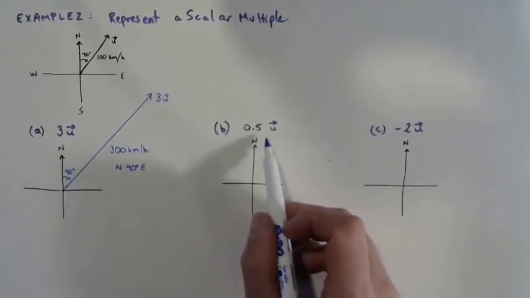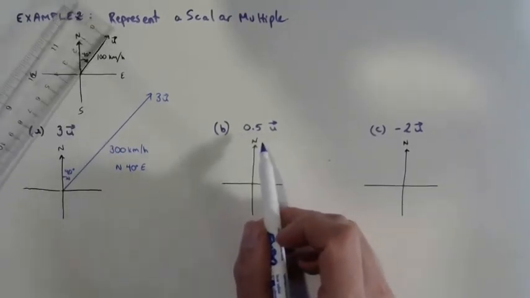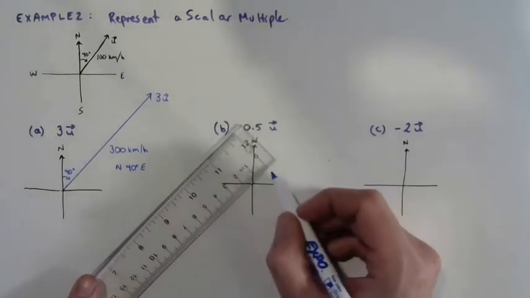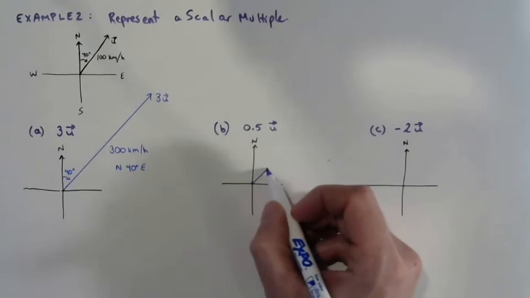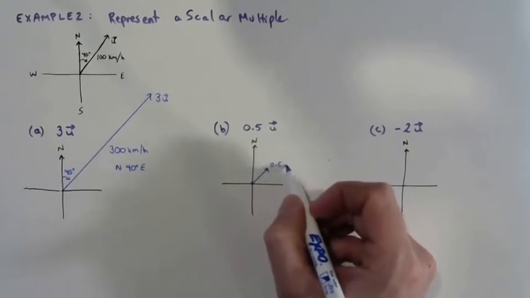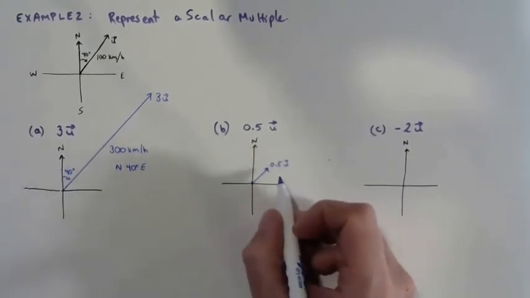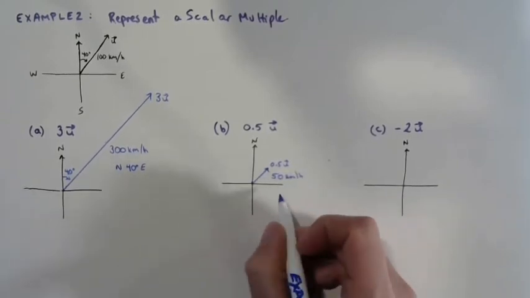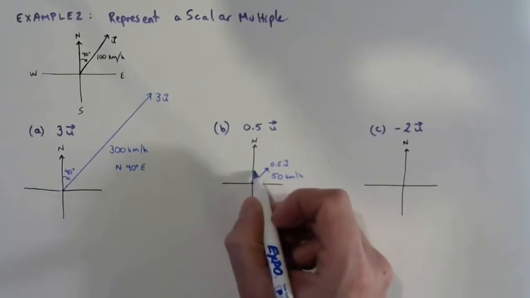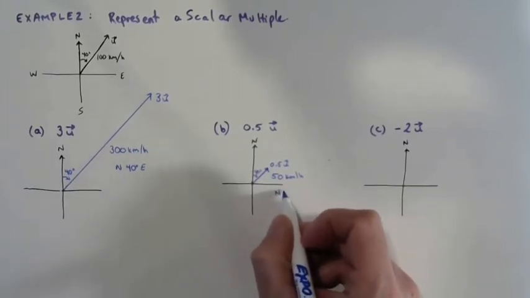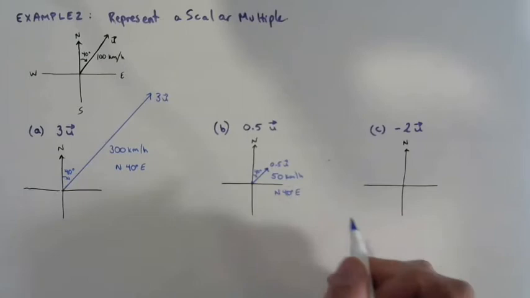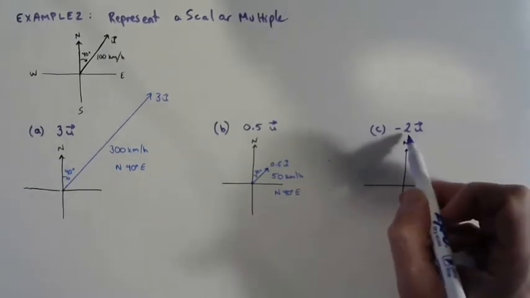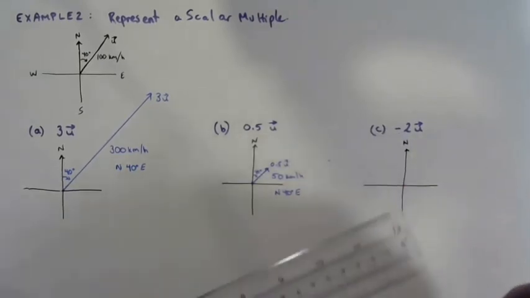All right, let's look at 0.5u. All that means is I'm going to take half the length of u going the same direction. So we've got a vector that is 1.5 centimeters long, the vector 0.5u. It has a velocity of 50 kilometers per hour, and we're heading again the same direction, 40 degrees east of north. And our last one, the magnitude is being doubled, but we're heading the opposite direction.